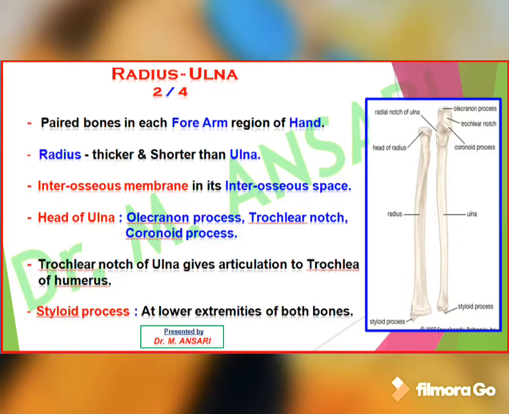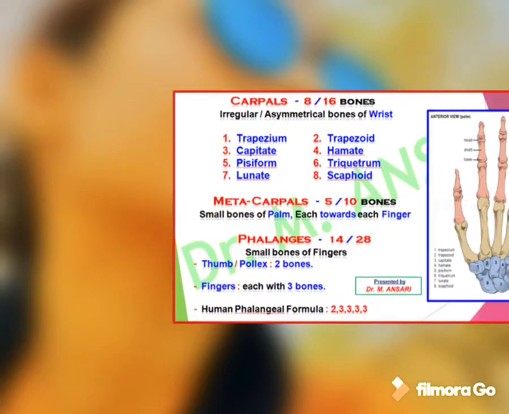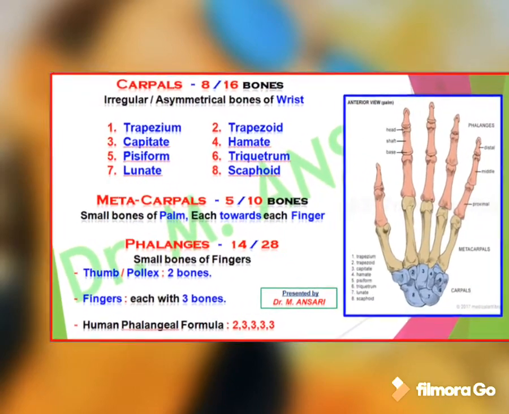The head of the ulna consists of the olecranon process, trochlear notch and coronoid process for articulation with the previous bone, that is the humerus, to form the elbow joint. The trochlear notch of the ulna gives articulation to the trochlea of the humerus. At the lower extremities of both bones, radius and ulna, styloid processes are present. So these 2 bones at the upper end articulate with the humerus, and by their lower extremities they articulate with carpals.